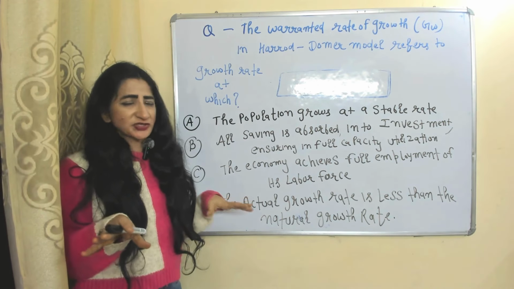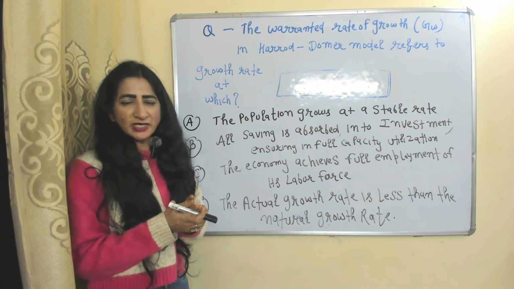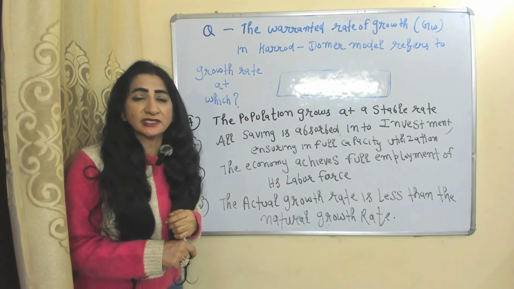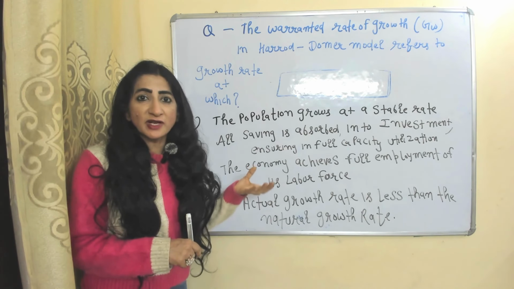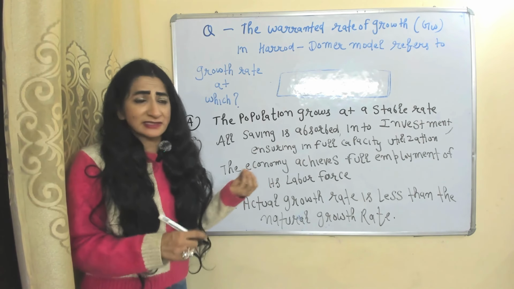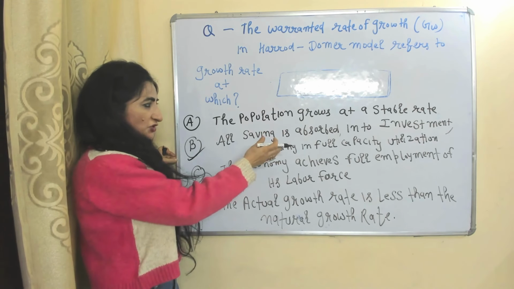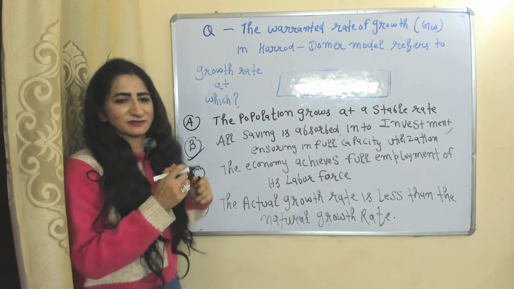Now we will see some questions. Warranted growth rate according to the Harrod-Domar model refers to, as we know, the full capacity growth rate where the economy is working at its full capacity. So the right option is B: all saving is absorbed into investment, ensuring full capacity utilization.